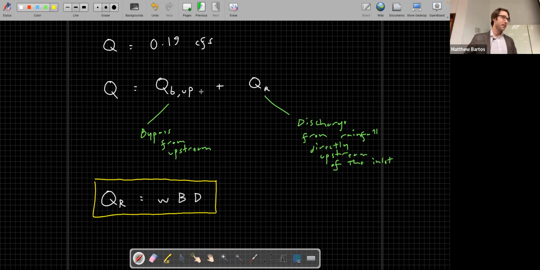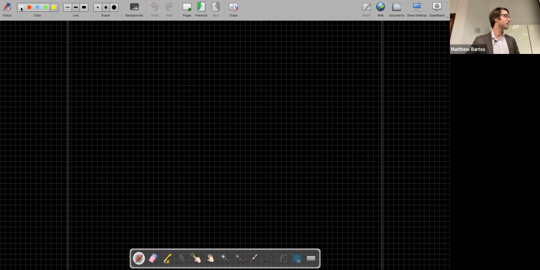So let's think about this component here, QB up. Do we have an expression for the bypass discharge that we can use? You put it in terms of the other variables that we know. Do we have an equation for the bypass discharge? What is that equation? Exactly. So we can express the bypass discharge as the total gutter flow times 1 minus E.